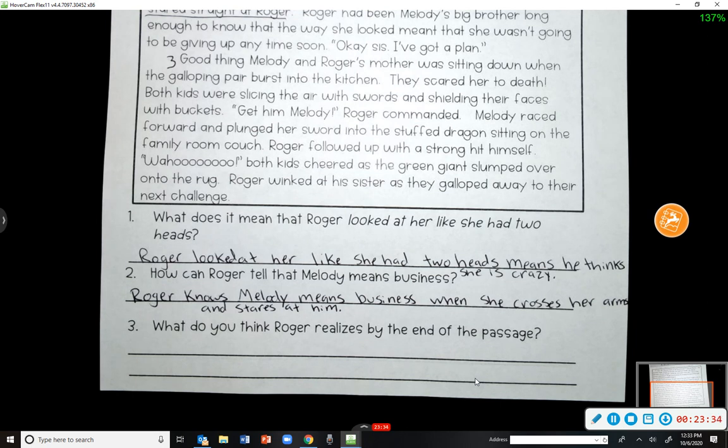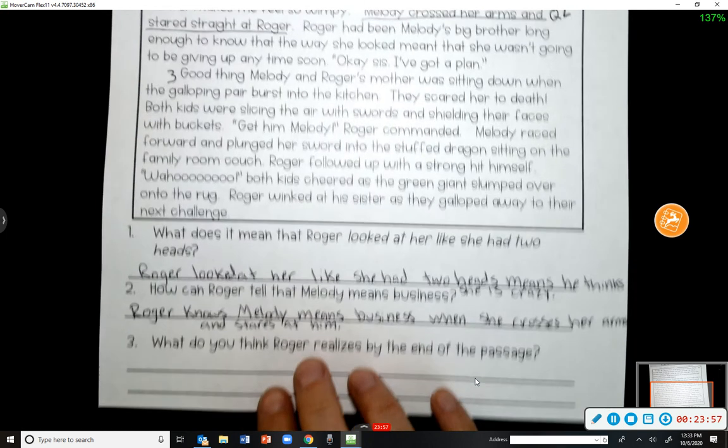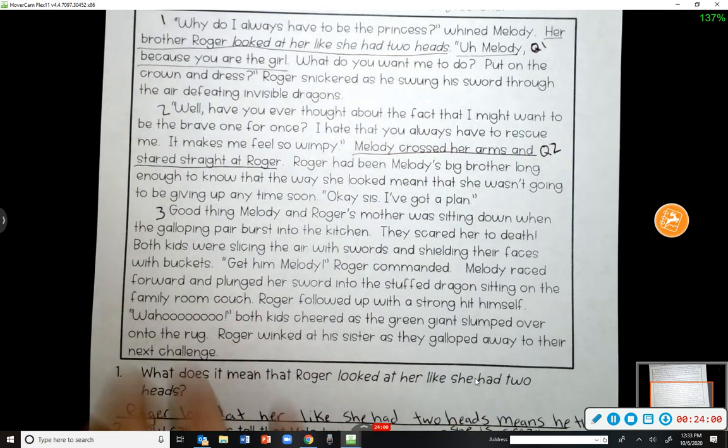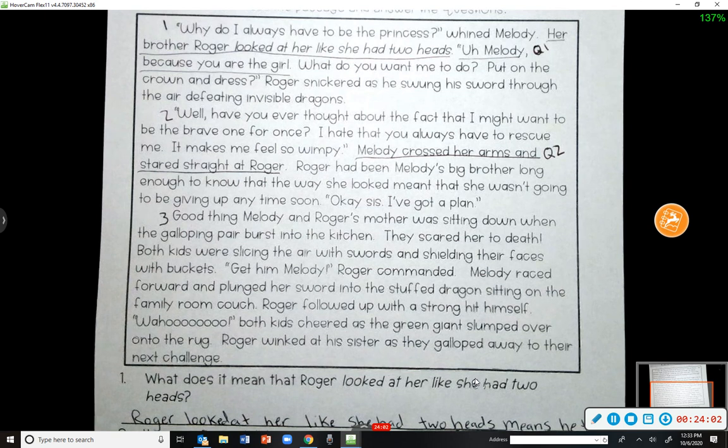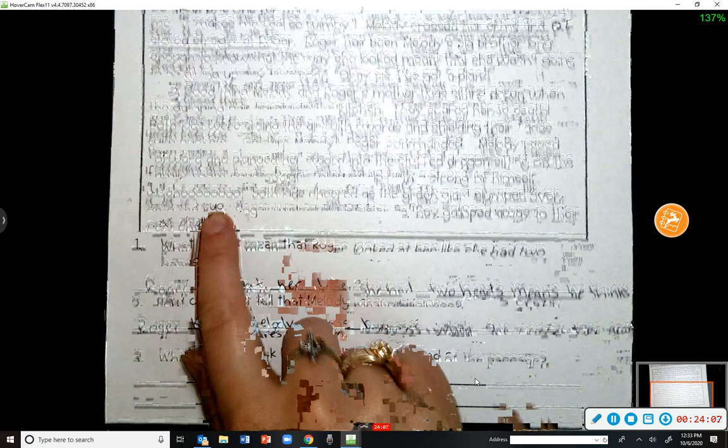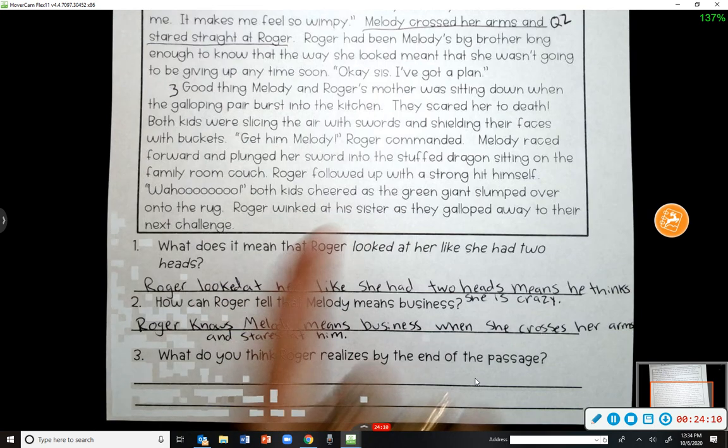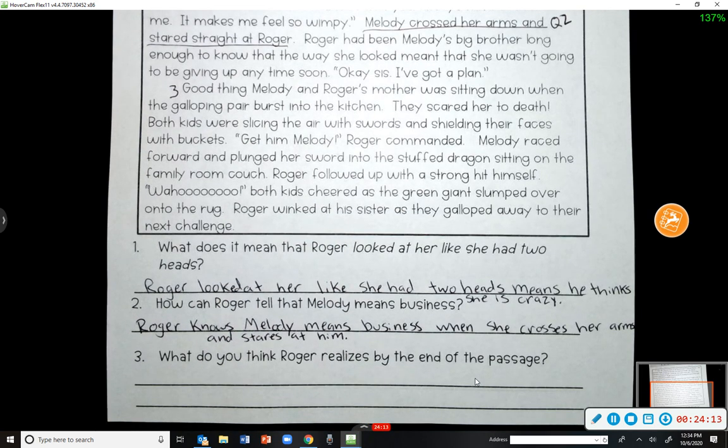Bryson? That they said woohoo, like happy, and then Roger winked at his sister. Yeah, so they were both having fun, right? So do you think maybe he realized that they can both have fun and both be the brave one? Yes, ma'am. Yeah. Because up in paragraph 2, she was talking about how she might want to be the brave one for once. So they were both having fun, and they both got to be the brave one. So maybe that's what he realized, is they can both have fun and both be the brave one. Think that could be the answer? Yes. Okay.